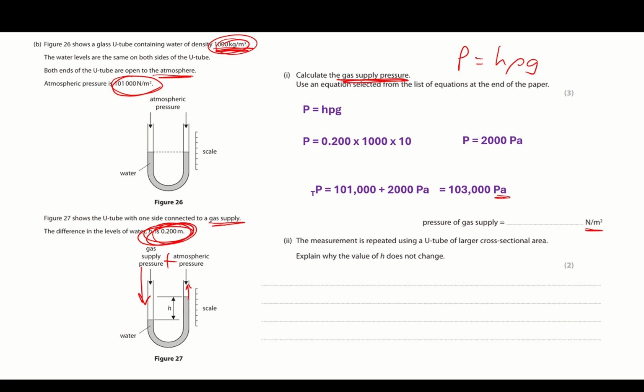The measurement is repeated using a U tube of larger cross-sectional area. Why does the value of H not change? Well, if we're looking at P equals H rho G, there's H. There's no area in there. So it's an interesting question, shall I say. So, well, we know pressure equals H rho G. Area is just not a factor in determining height. Okay, so height is completely unaffected by area.